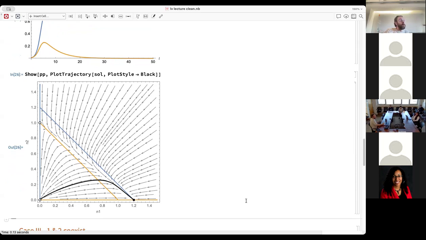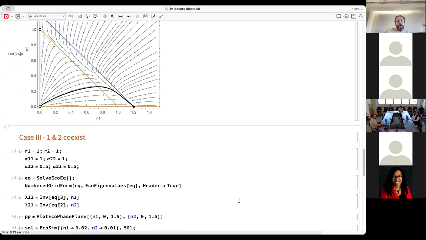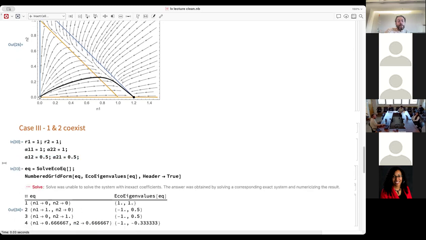Okay. All right, so that's case one. I'm not going to do case two because it's the same thing. Here's the coexistence case. I'm just tweaking the parameters. I know that this will work.